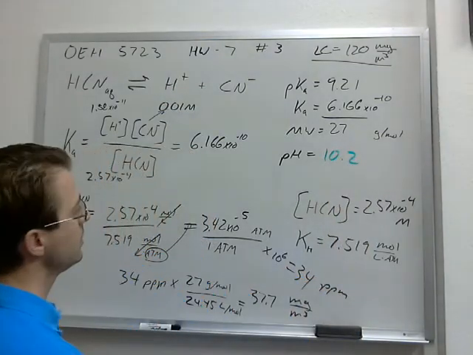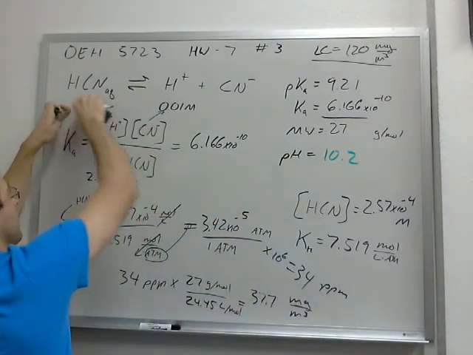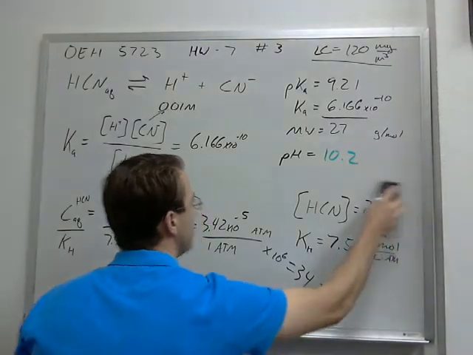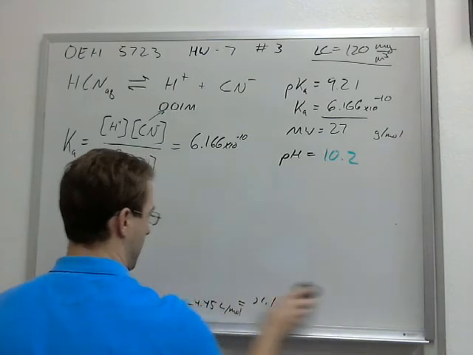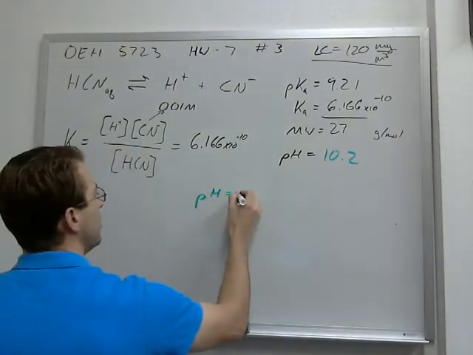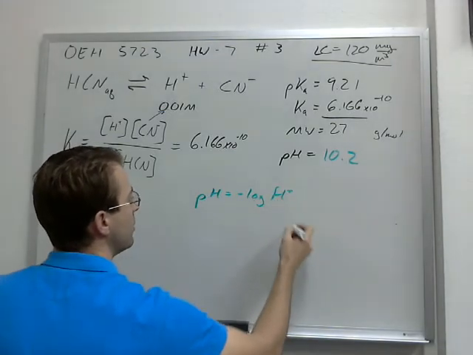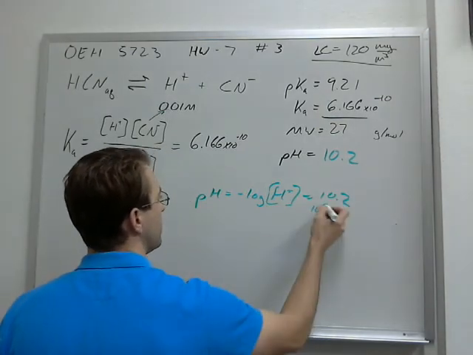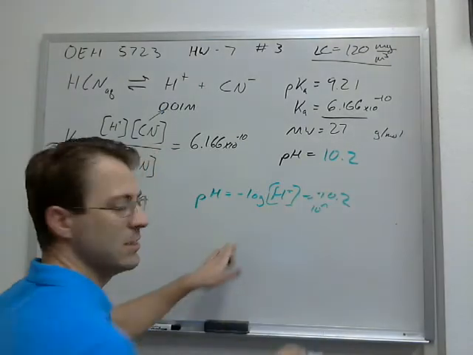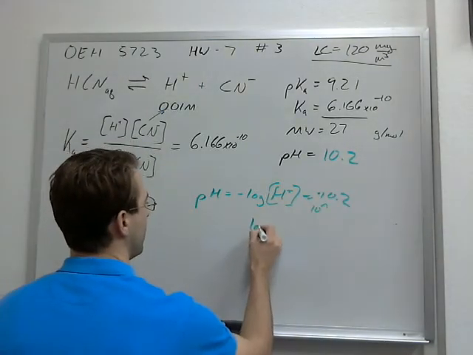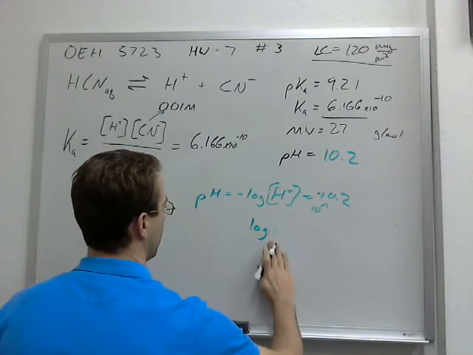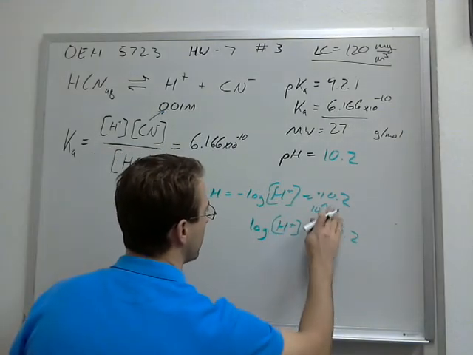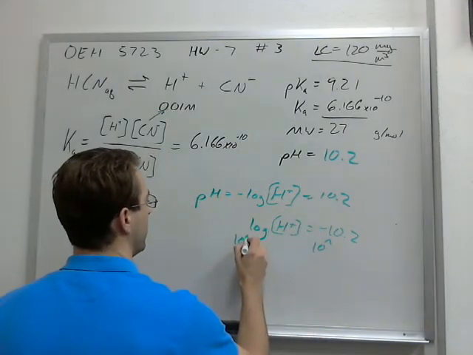So that's going to change our concentration here. This won't change, but this will change. pH is the minus log of hydrogen concentration, and that's 10.2. You can bring your negative over. You guys should be able to do this by now. The log of H plus concentration equals negative 10.2, and then that is raised to the 10, which cancels.